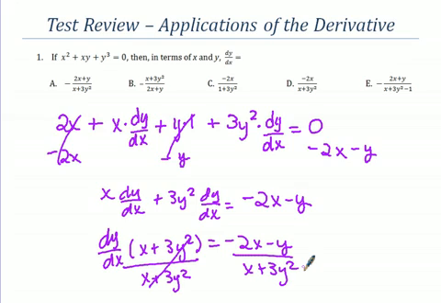And if you look at our answer choices, you'll see that our answer matches answer A. That negative sign that's in the numerator, they factored it out to the front, leaving both of those positive. Answer A.